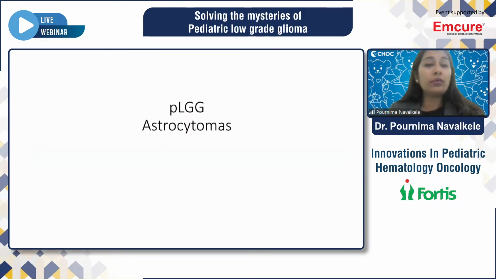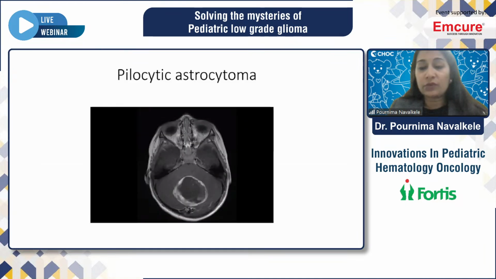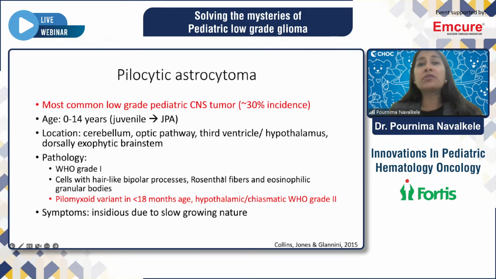So moving on to describing specific entities, the astrocytomas. As you see here, this is an MRI of my patient where you see a big solid cystic type of tumor in the posterior fossa, where predominantly it's the cyst, and the peripheral enhancement is the solid portion. Pilocytic astrocytoma is the most common low-grade pediatric CNS tumor with around 30% incidence. It's called juvenile, but now we are shying away from that name. It used to be called JPA.